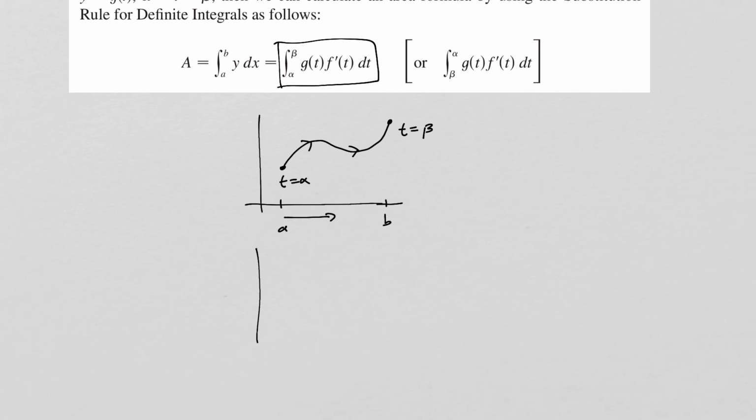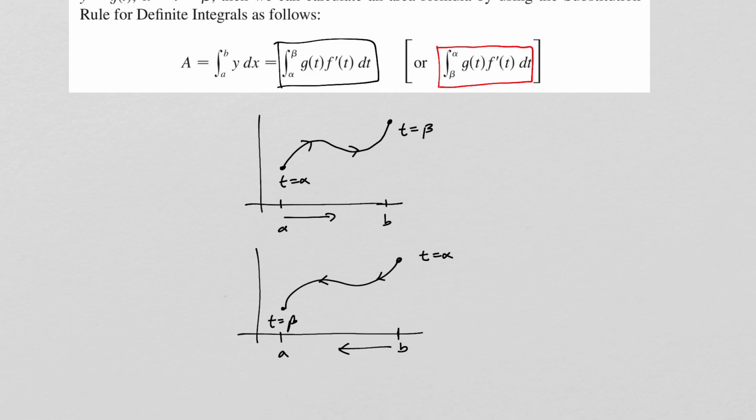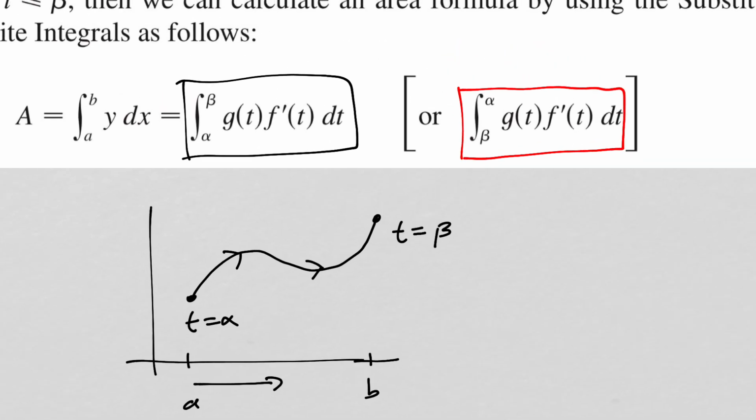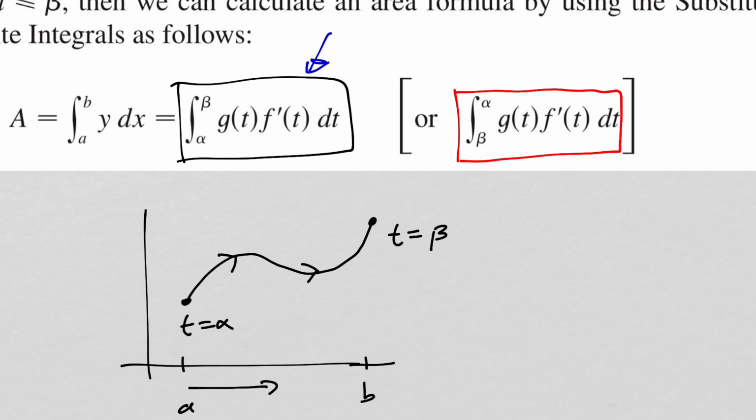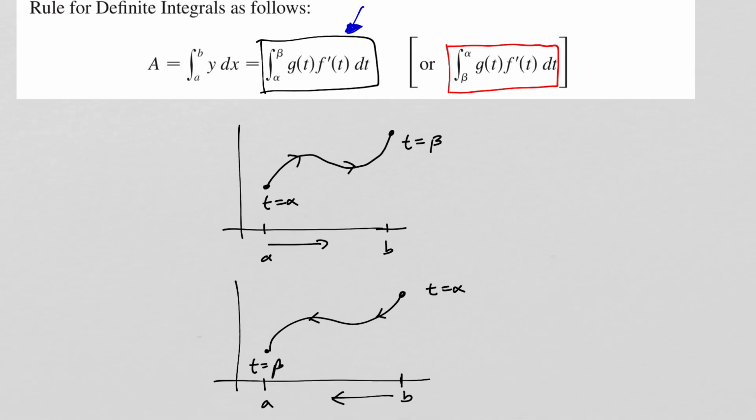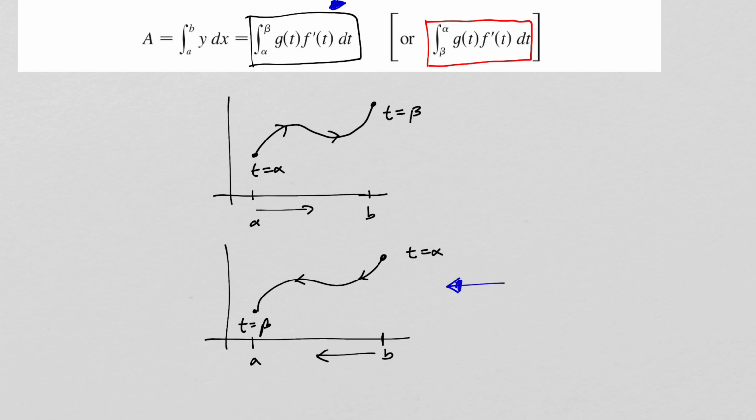But if for some reason when you trace your curve, t equals alpha is up here and t equals beta is down here, in other words, if the curve is traced in the opposite direction, then you are moving from x equals b to x equals a in the other direction. And in that case, you need to use this formula. So the bottom line is this. If you find the area using this formula here and you get a negative number, it's because this is happening. And the way you fix it is you just switch your limits. So you take your alpha and your beta and you literally just switch them.